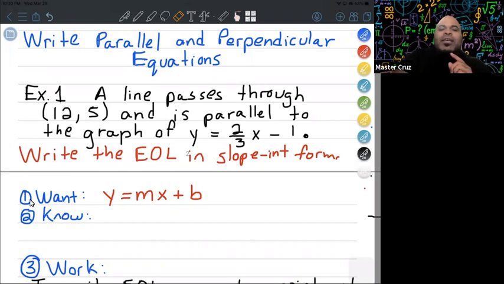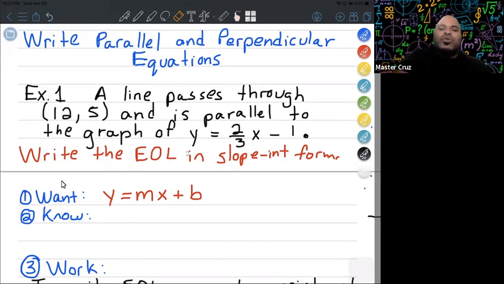The first step is list what you want. What is this question asking for? Number 2, list what you know. What is the information that you know? And number 3, the work, meaning put 1 and 2 together. How can you connect them? So let's go with number 1.